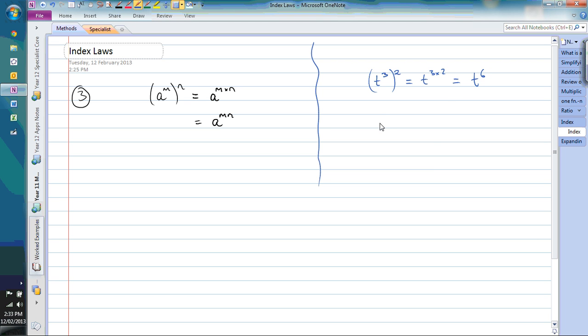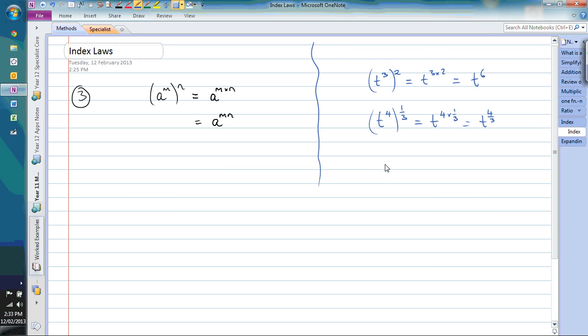Again, I can do this with fractional powers. T to the power of 4 all to the power of 1/3 would be t to the power of 4 times 1/3. And we want improper fractions rather than mixed numerals, so we want to write it as 4/3.